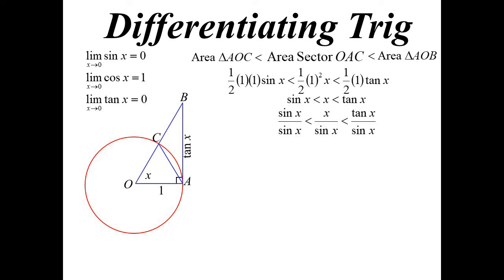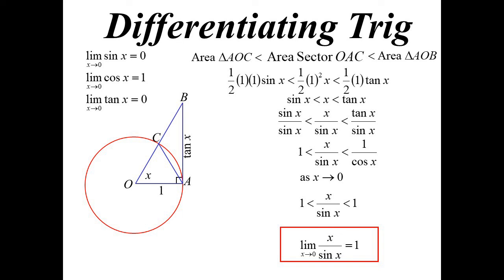I'm going to divide everything by sine x. Now sine x divided by sine x is 1, and tan x divided by sine x, we'd end up with 1 over cosine x. So I want to know what happens as x approaches 0. Now the left-hand side obviously stays as the number 1. The right-hand side, well remember we said the limit as x approaches 0 of cosine x is equal to 1. So we'd have 1 over 1, which is 1. So I've now trapped this expression, x over sine x, between 1 and 1. So I now know the limit. The limit as x approaches 0 of x on sine x is equal to 1.